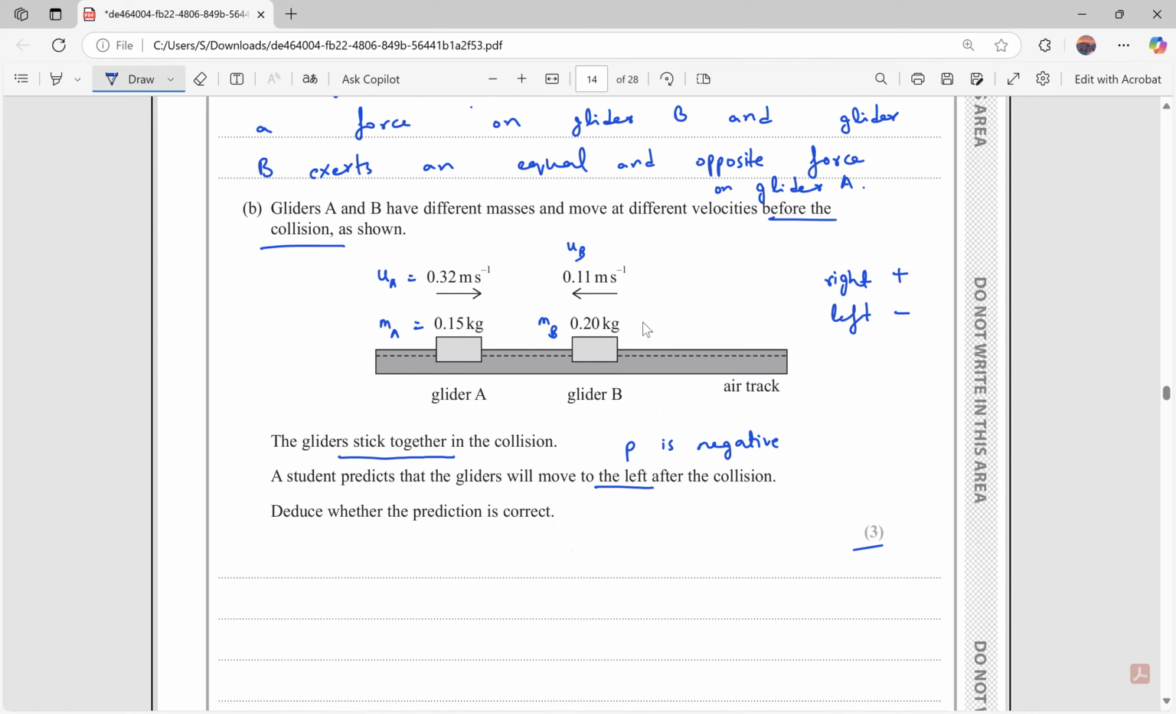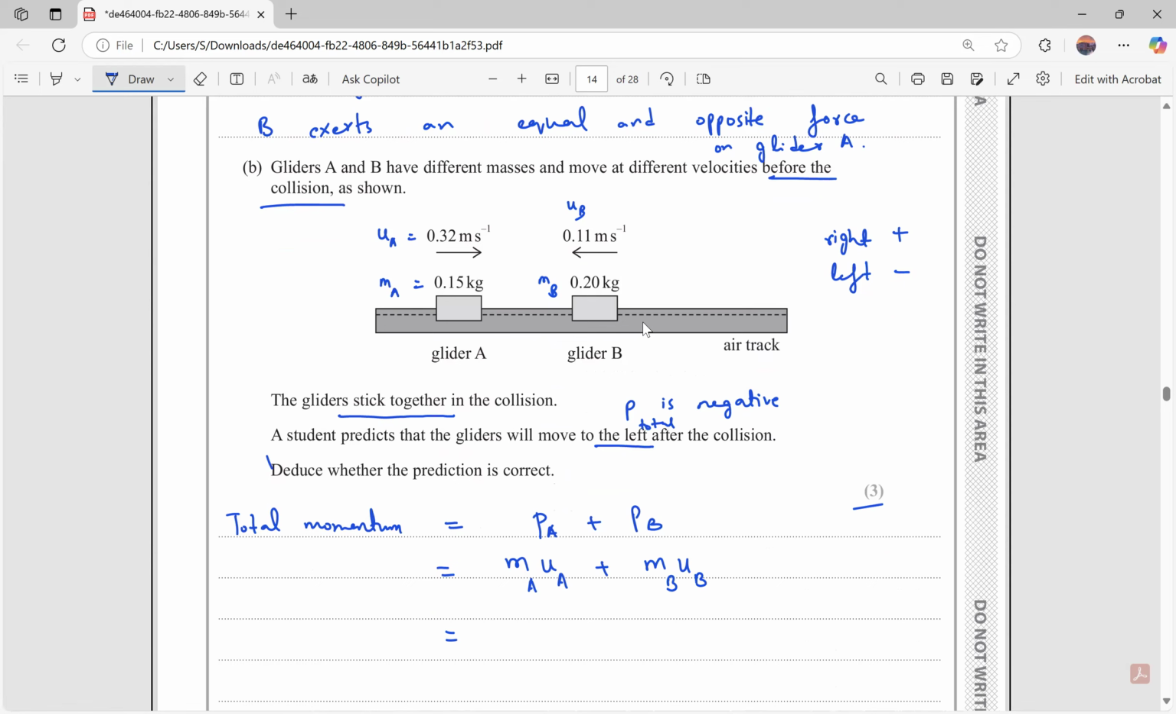So the momentum would be negative, and it would be the total momentum because the gliders stuck together. So let's find the total momentum. If the total momentum is negative, the student is correct. If it is positive, then it means the gliders moved to the right, and the student is wrong. The total momentum of the gliders would be the momentum of glider A plus the momentum of glider B, which is mass of glider A times velocity of glider A plus mass of glider B times velocity of glider B.